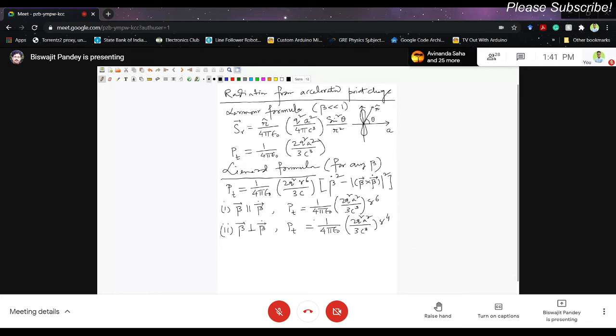Now, what should be our next goal? We want to understand what the radiation pattern would look like in case of relativistic motion, when the charged particle is accelerated with relativistic velocity. How can we infer the distribution of the radiation around the charged particle? So that is our next goal. Okay, so let's start. Let me draw a picture here, which will be convenient.